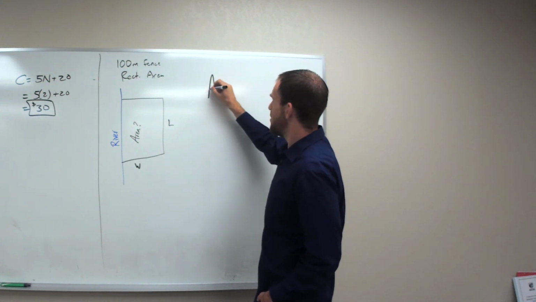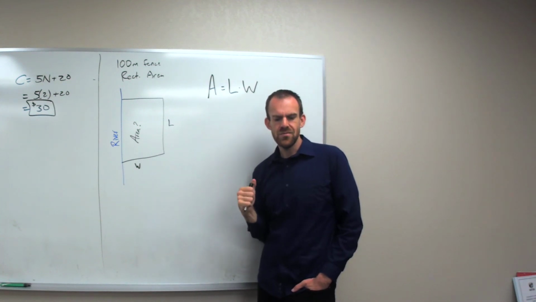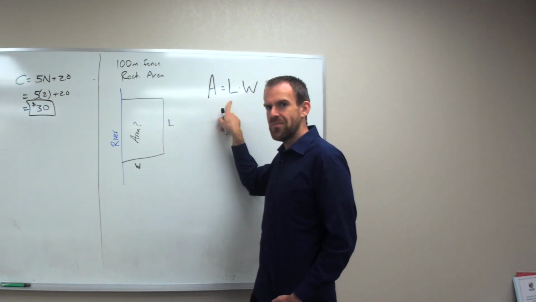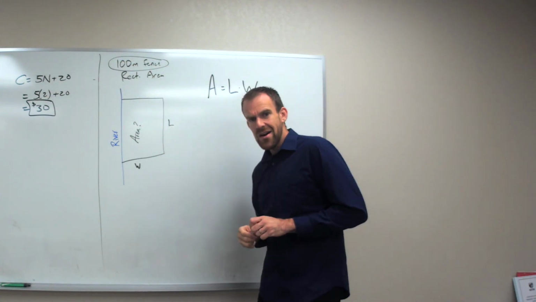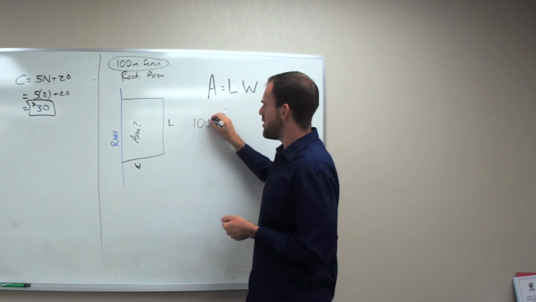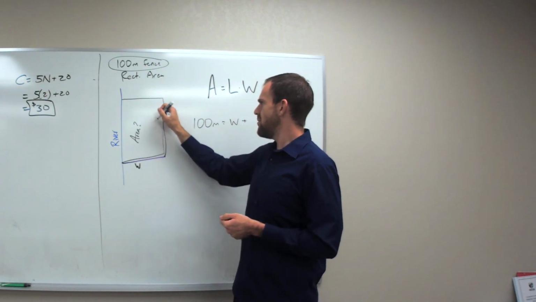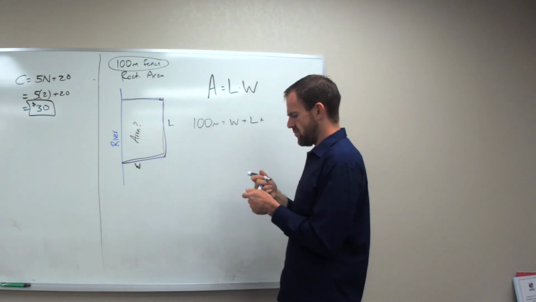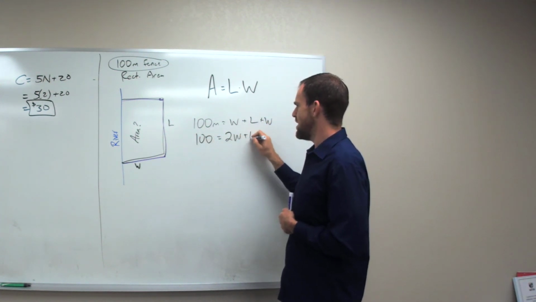Right now, if I were to write out the answer, the area is L times W. But I'm trying to get rid of W. So what other piece of information can I use to try and find W in terms of L? Well, they told me that there's 100 meters of fence. So if I add up the sides that need to be fenced, then 100 meters, or the perimeter, should equal W plus L plus W, because these two sides are parallel. Or 100 equals 2W plus L.